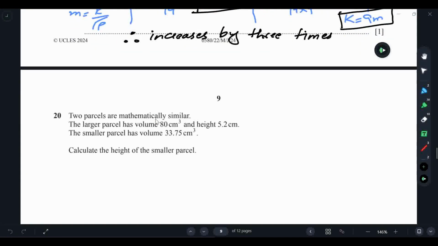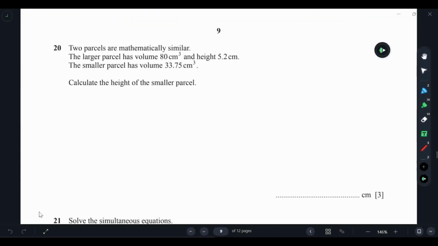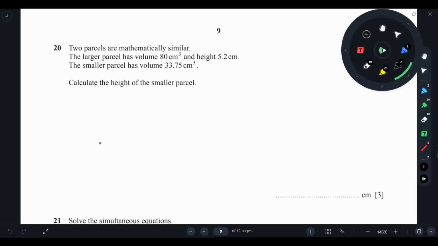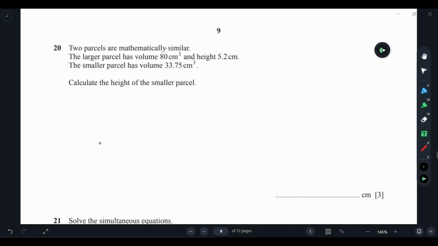Now let's move to question number 20. In question number 20, two parcels are mathematically similar. Okay, mathematically similar. This is an important line, that these two are mathematically similar. The larger parcel has volume 80 and height 5.2. The smaller parcel has volume 33.75. We need to find out the height of the smaller parcel.